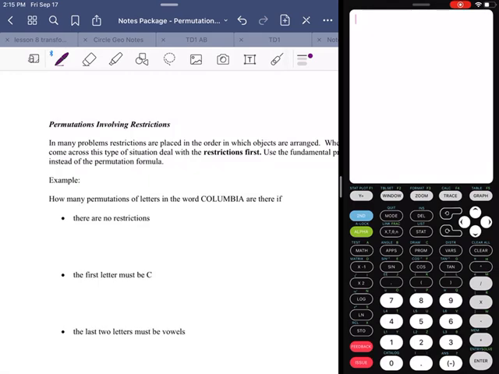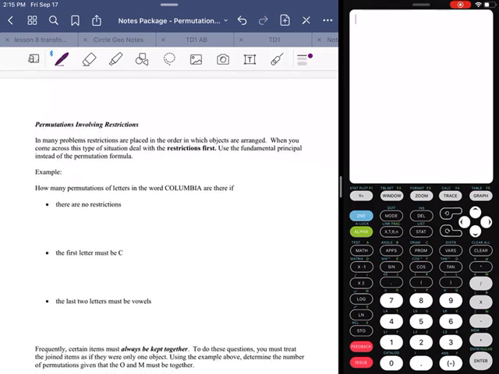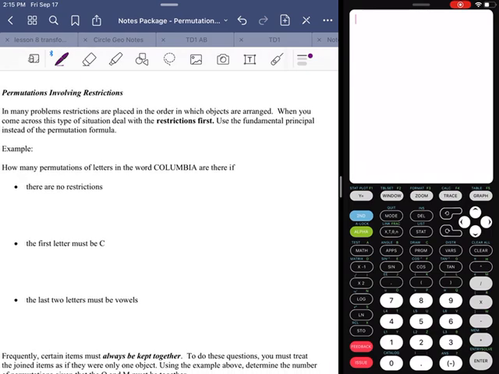So let's deal with some permutations involving restrictions. In many problems, restrictions are placed in the order in which objects are arranged. When you come across this type of situation, deal with the restrictions first and use the fundamental counting principle instead of the permutation formula. So how many permutations are there in the word Columbia?